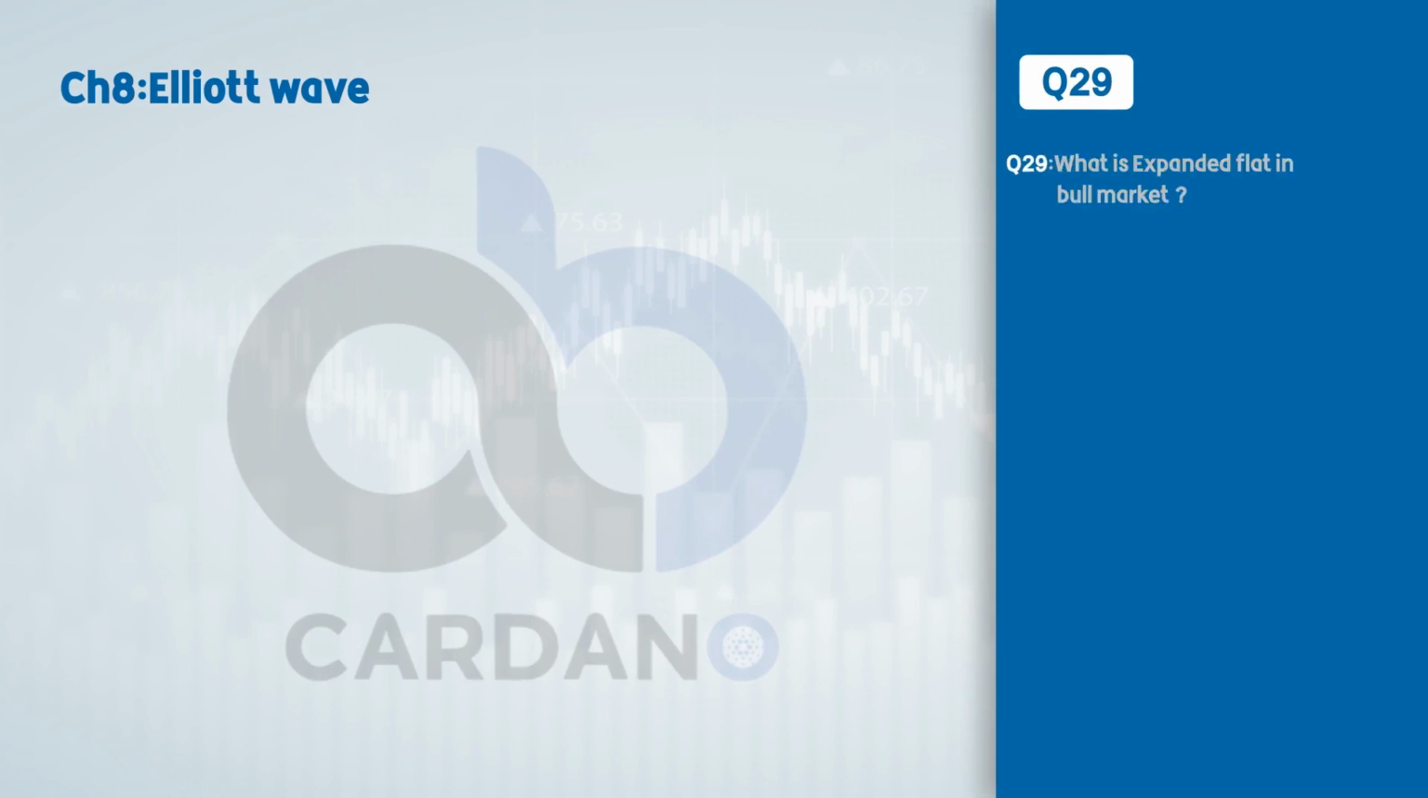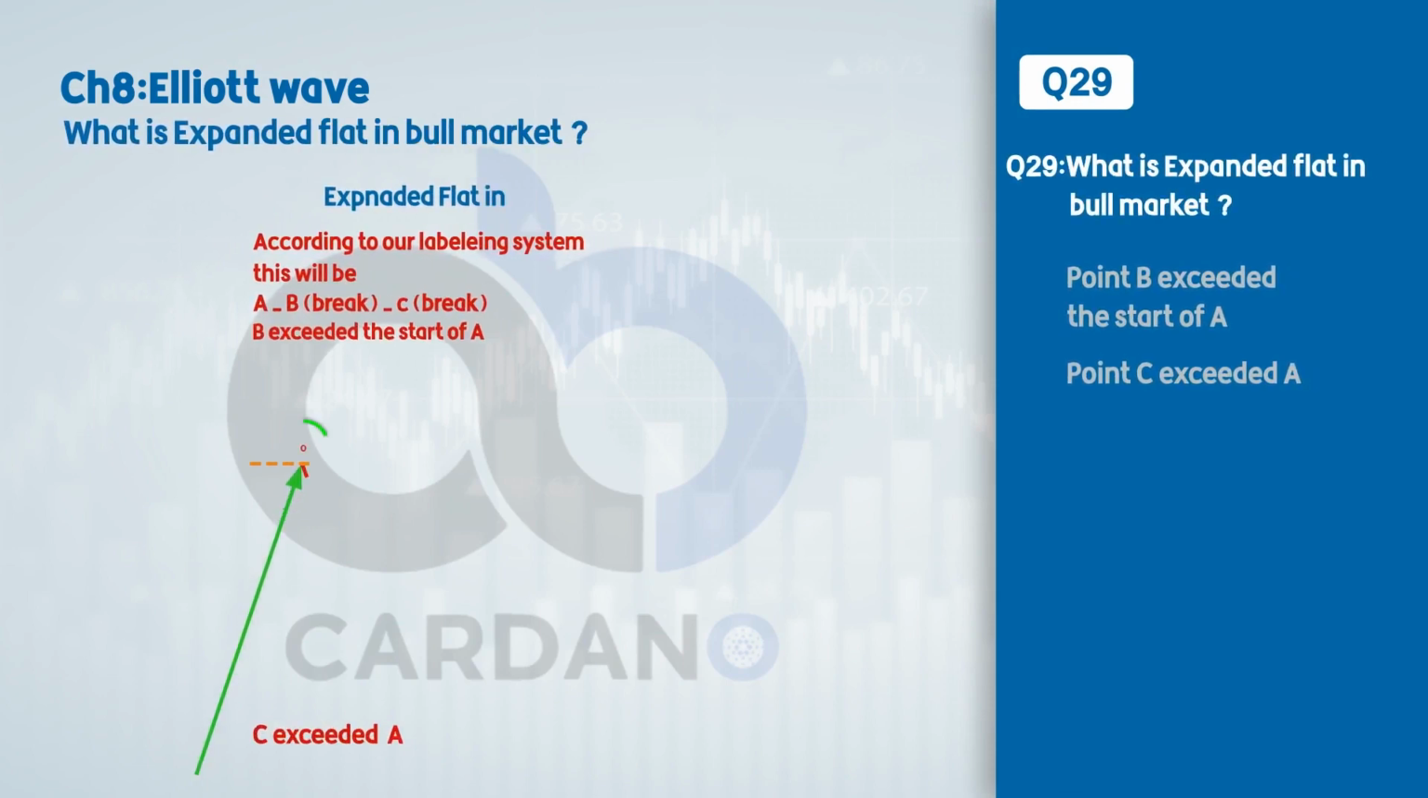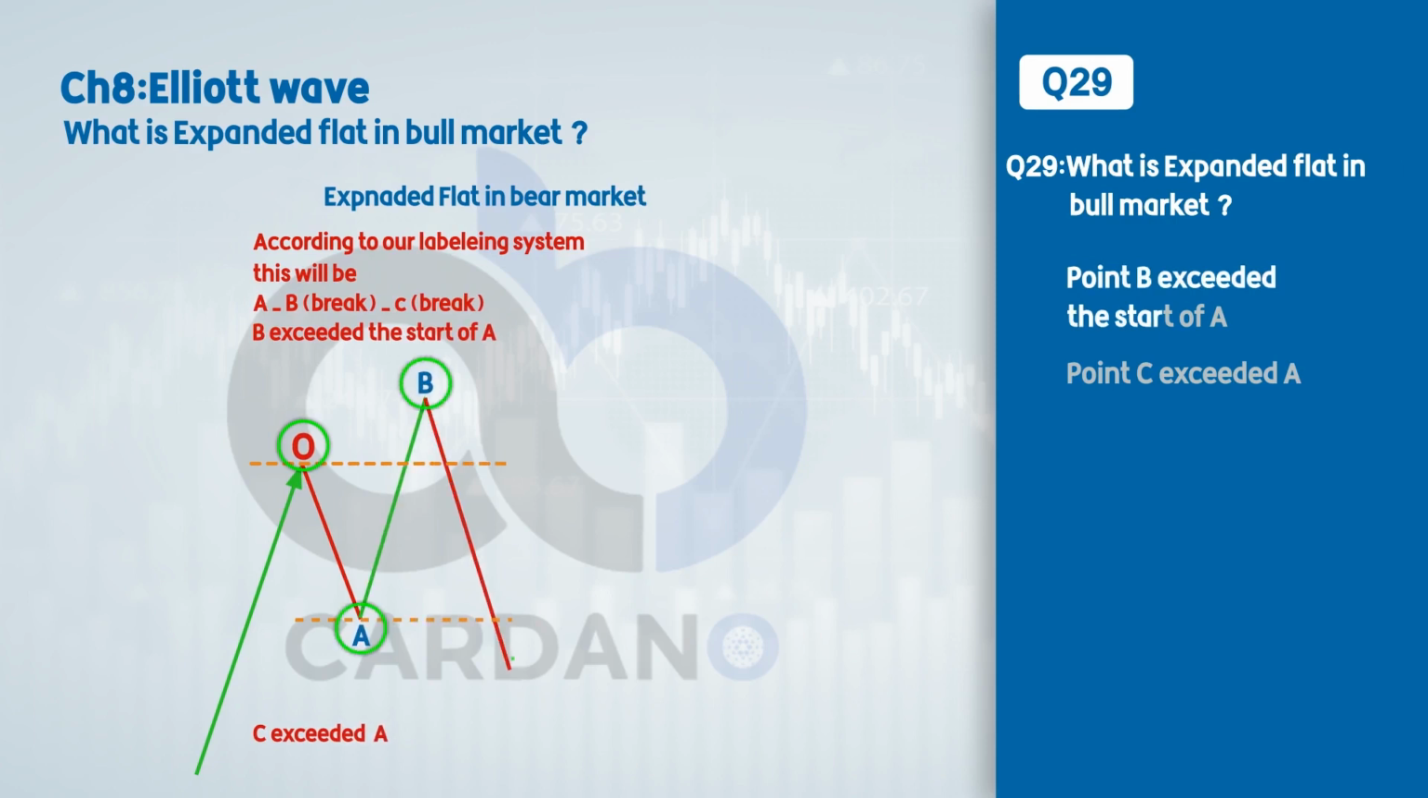Question number 29. What is expanded flat in a bull market? The answer is, point B exceeded the start of A and point C exceeded A.